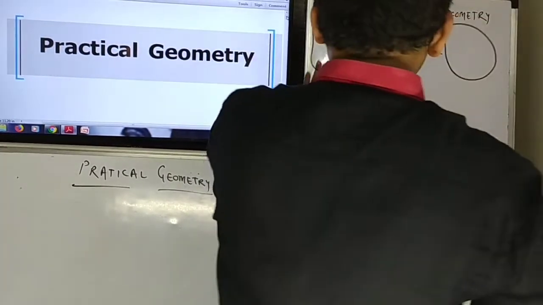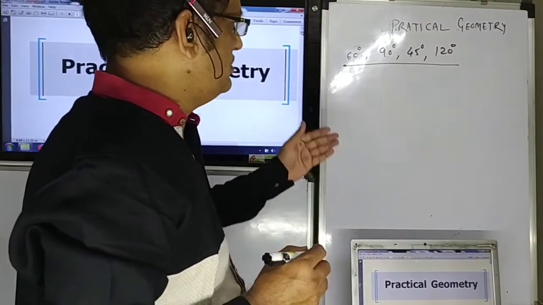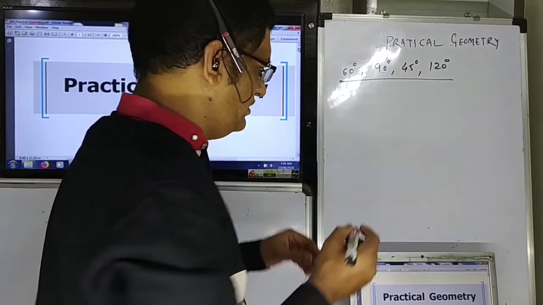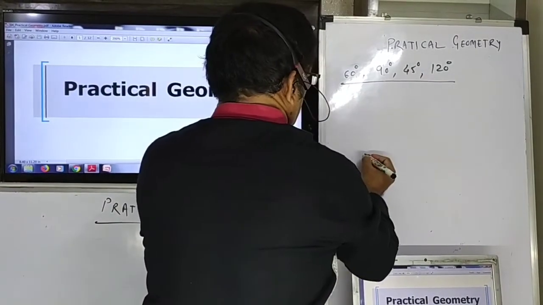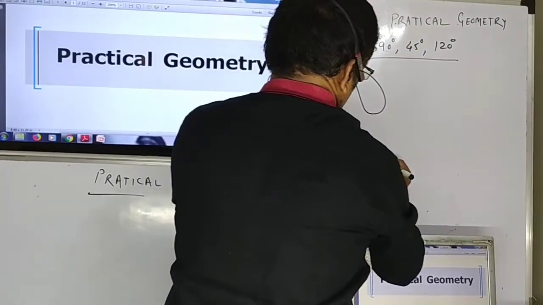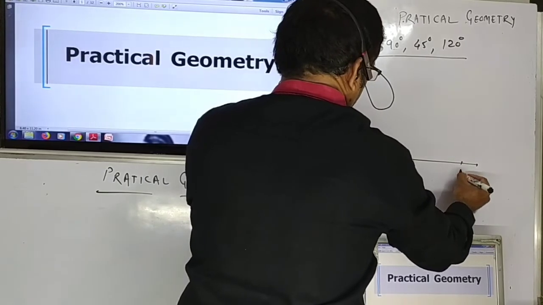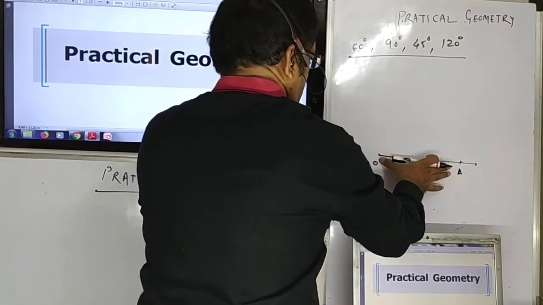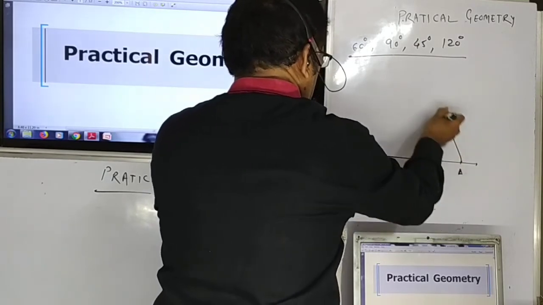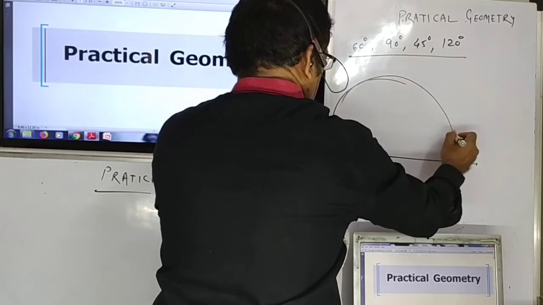Now let us construct 60 degree, 90 degree, 45 degree and 120 degree, because the construction of all these is correlated with each other. Let us draw this 60 degree. You know how to draw 60 degree. First of all, we have to take one ray. Let us say this OA is the ray. Now draw one arc of radius OA. This arc of length OA, radius OA.